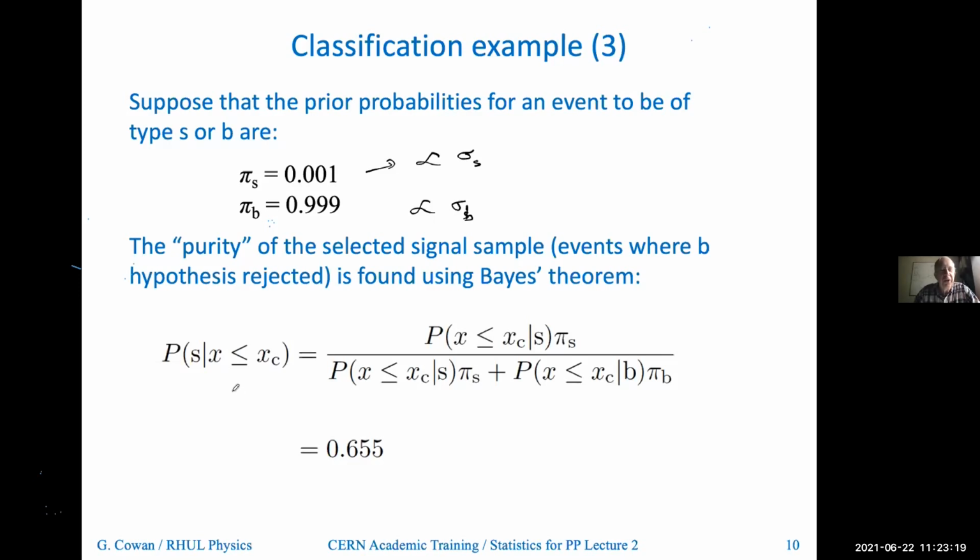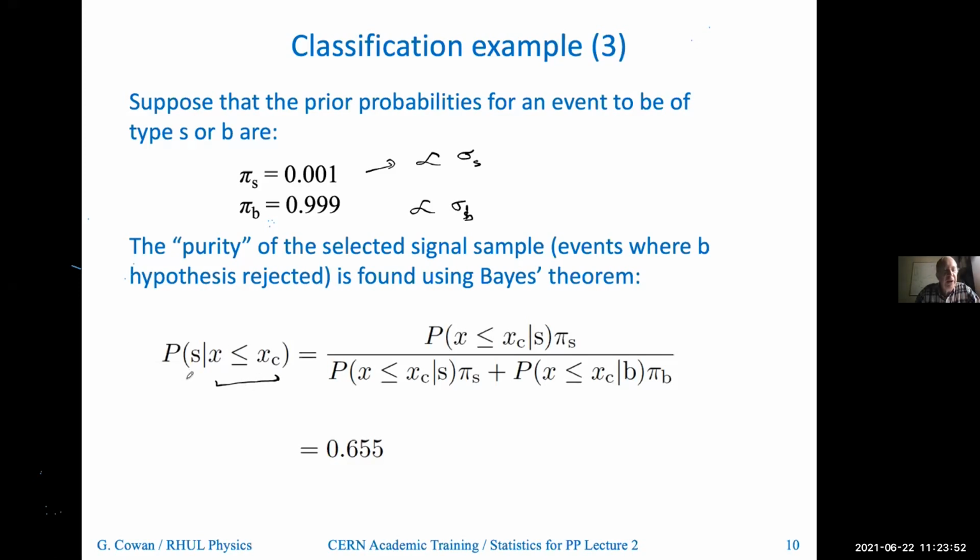So suppose we want to know then, I've tested each event. I've tested the background hypothesis for each event. If that's rejected, I have it set aside in my candidate signal sample. Amongst that signal sample, I want to then ask, what's the probability that the events really are of the signal type? So I want to know the probability that an event is of type S, given that the background hypothesis was rejected, given that it landed in this critical region.